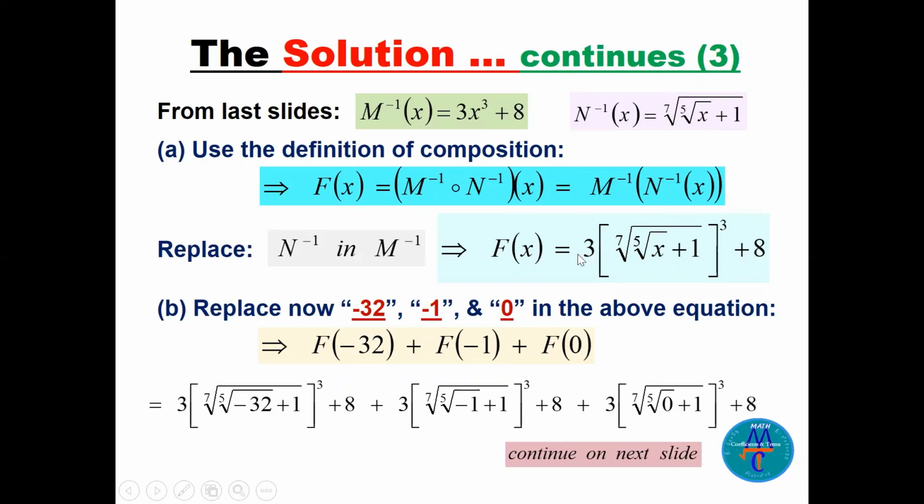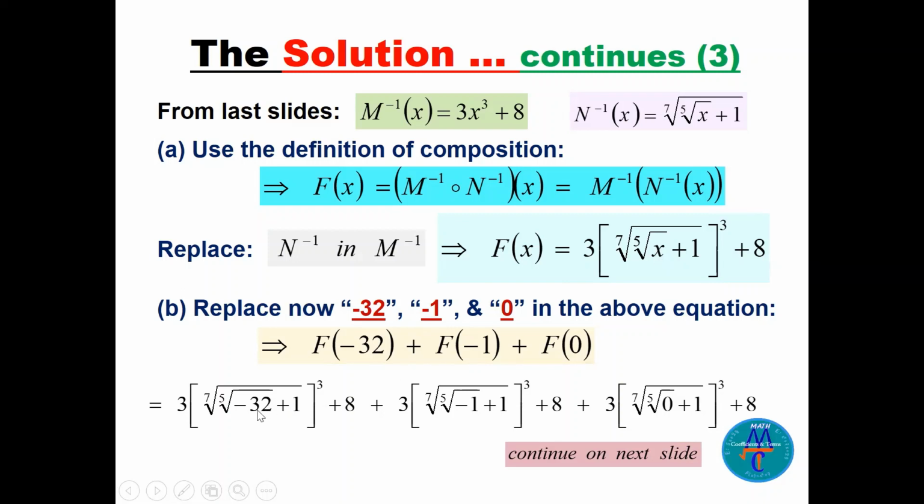You see this one here, 3 times the seventh root of all this, cubed, plus 8. So this is part A. Now part B, replace minus 32 in this function. So we need f of minus 32 plus f of minus 1 plus f of 0. I have to find three quantities in the function capital F.